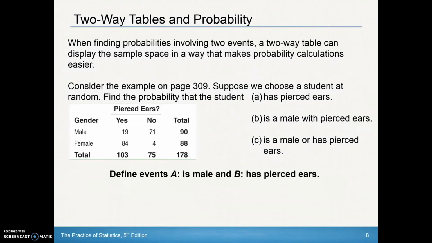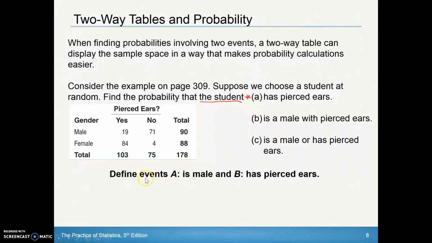Using these two-way tables, we can sometimes display the sample space in a way that makes probability calculations a lot easier. So we have this example here. We want to be able to find different probabilities now that we know a little bit about probability. And let's first look at the probability that the student has pierced ears.